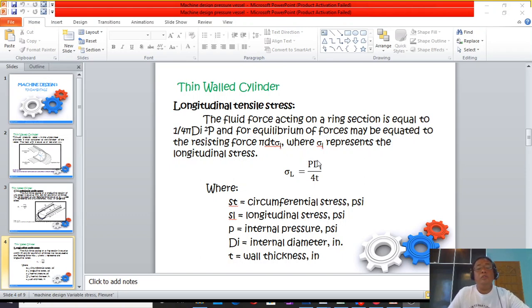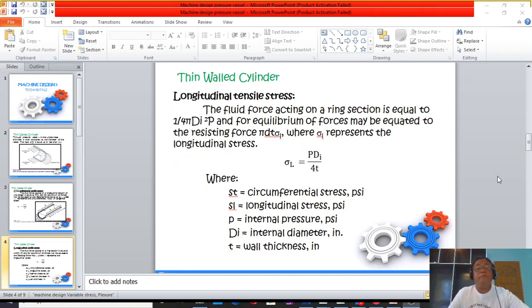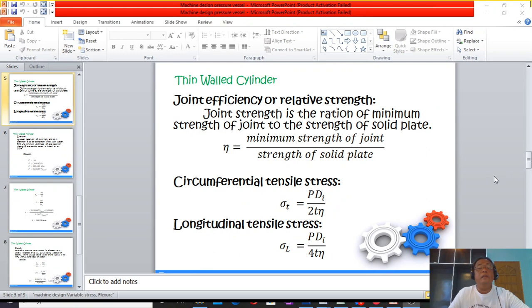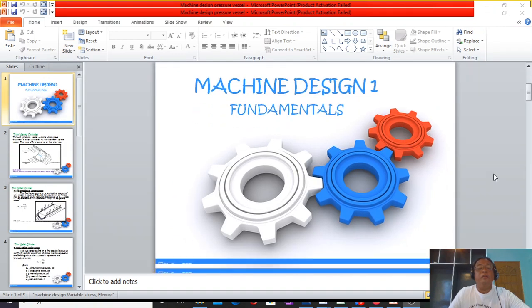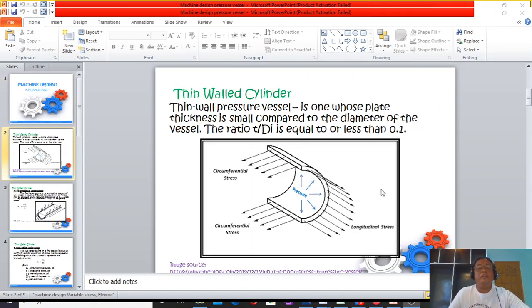So let us again consider the figure. Instead of cutting this way, the section is of course parallel to the diameter of the plate or the pressure vessel.